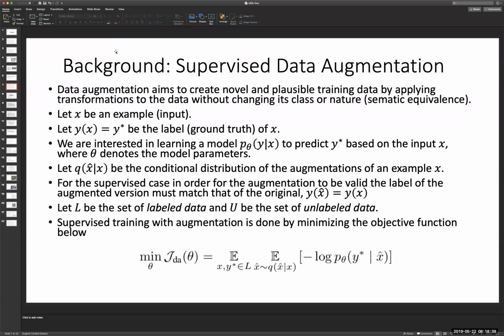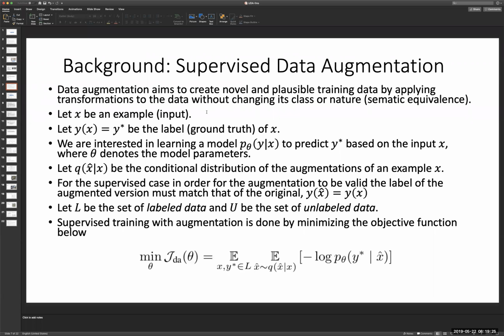So next, I would like to go over the background of supervised data augmentation. This paper, of course, is UDA, unsupervised data augmentation, but a simpler place to start, and perhaps the precursor to this in terms of research, was supervised data augmentation. And this slide also has an introduction to the mathematical notation that's used in the paper, so it's worth going through it, even though it's a little bit basic.